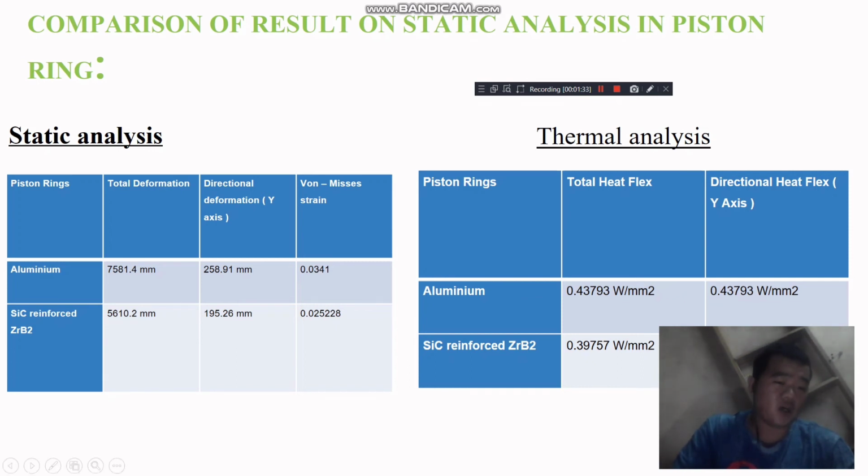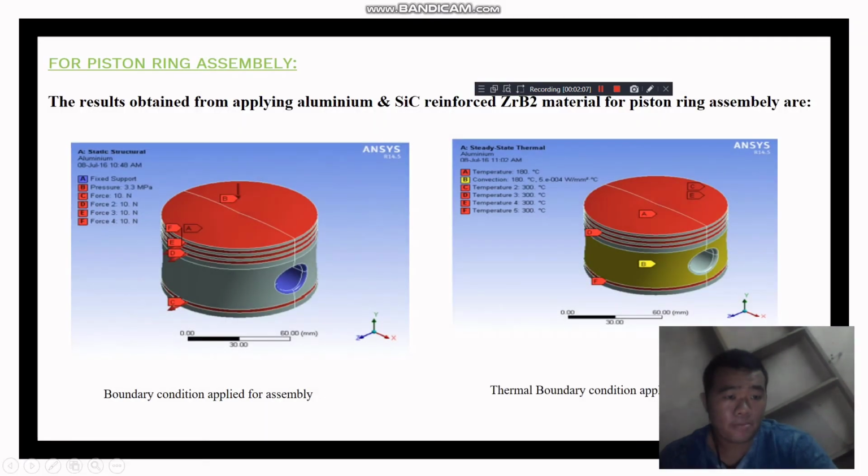The structural analysis also compares the aluminum material and the silicon carbide reinforced zirconium diboride material. Compare the total deformation, directional deformation on the y-axis, and the volume trend. The piston ring in the second condition, the thermal analysis, has the total heat flux and directional heat flux in the y-axis.